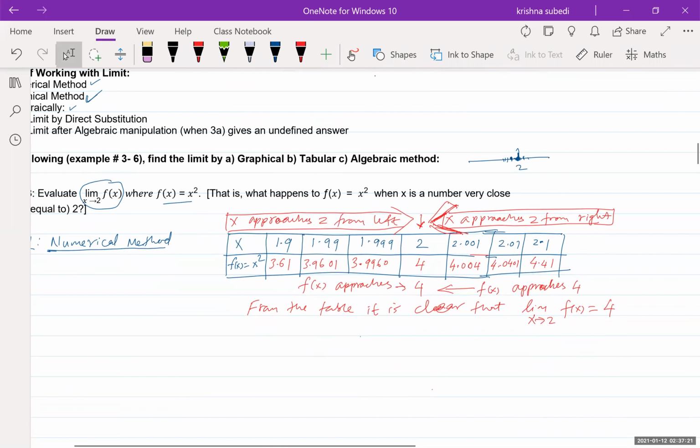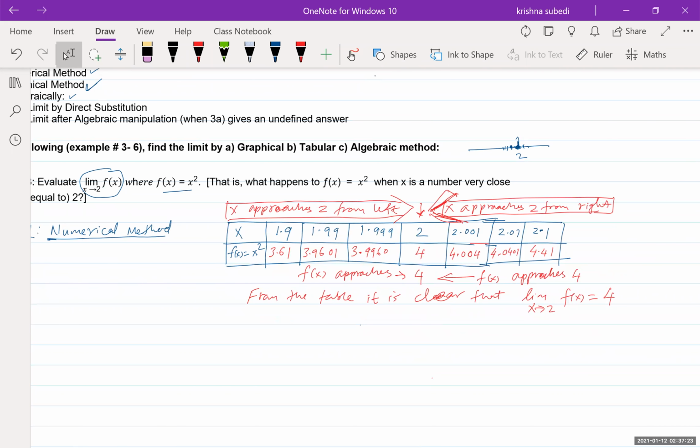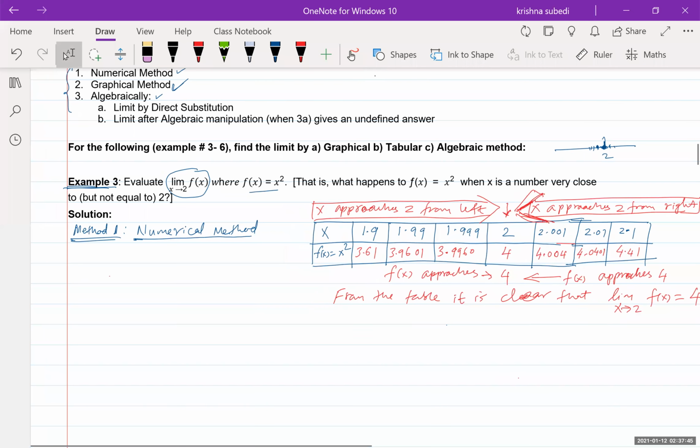What you need to do is consider a couple of values on the left hand side and a couple of values on the right hand side, plug those x values into the function, and figure out where that function is heading to from both directions. Look at the approximate value where that function is heading to, and that will be your answer. Now let's look at method 2.